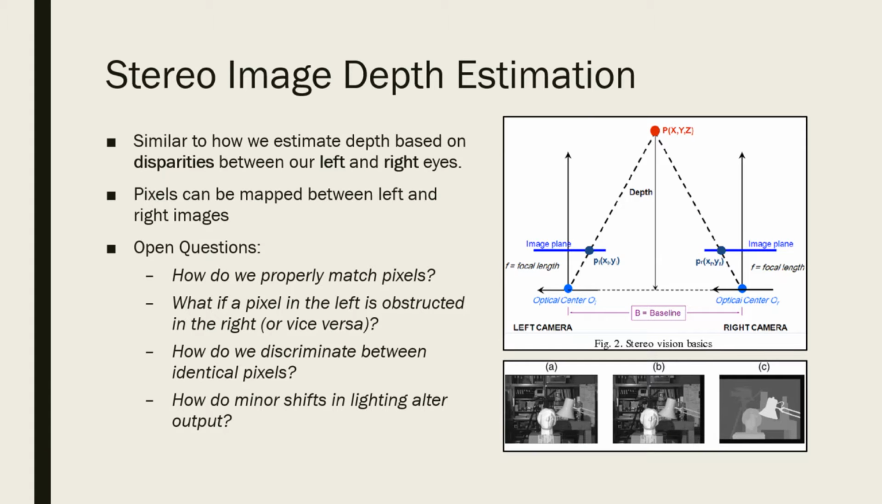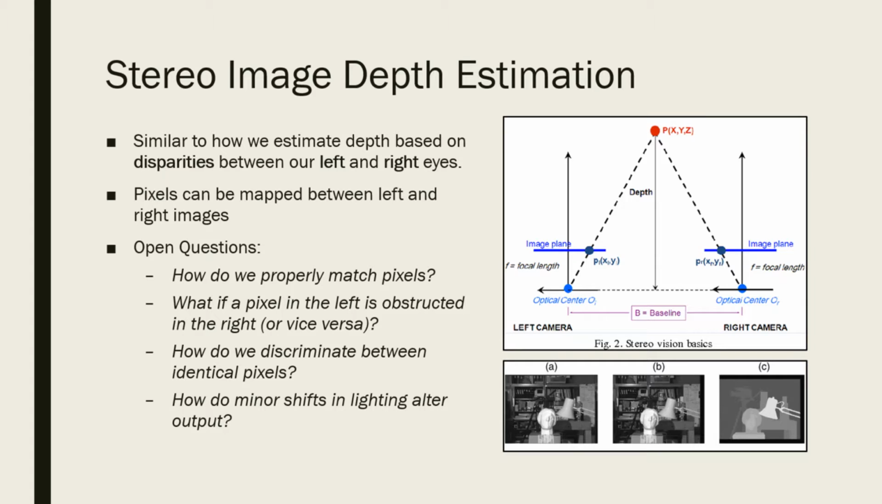So stereo image depth estimation is actually one of the ways that we as humans perceive distance. As an experiment, try shutting one eye and then the other. You'll notice that objects in your field of view jump from left to right. This movement, or disparity, can help us and stereo cameras perceive distance.